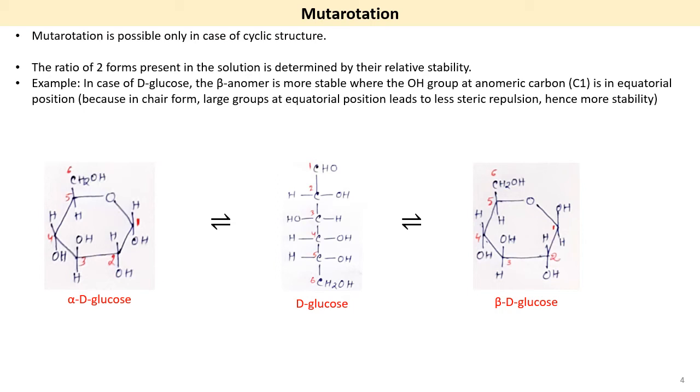So in case of the solution of glucose, ultimately the percentage of beta anomer will be higher. So what will happen in case of mutarotation? From alpha-D-glucose, it will convert to beta-D-glucose through formation of this open chain D-glucose, right? And this is an equilibrium sign.